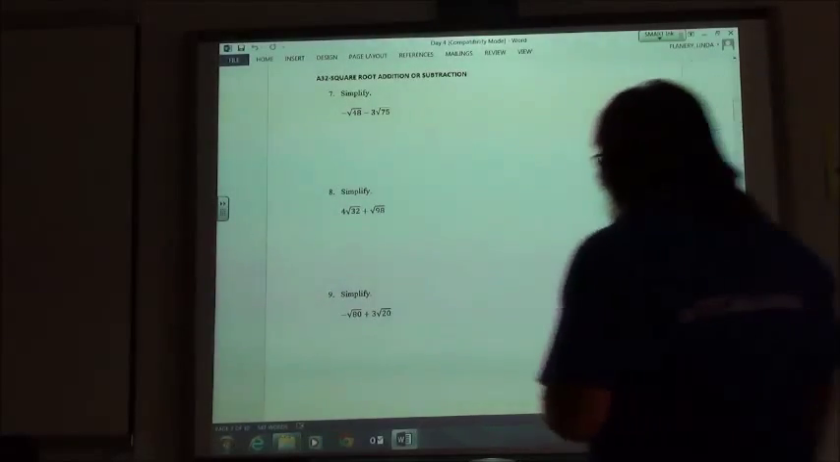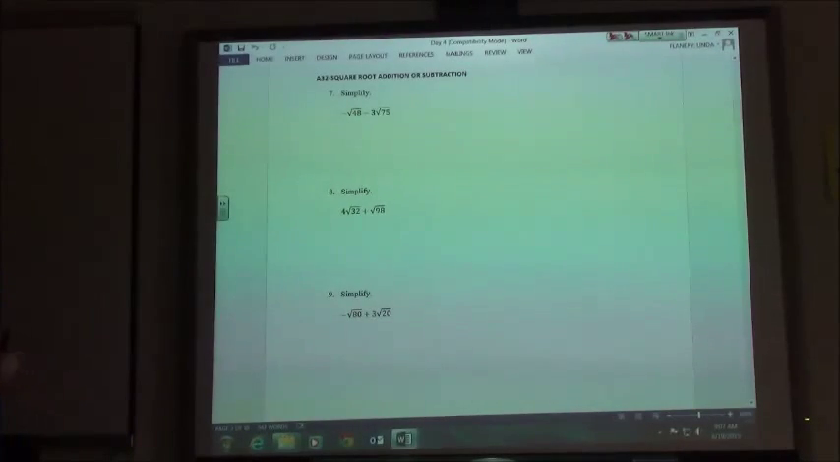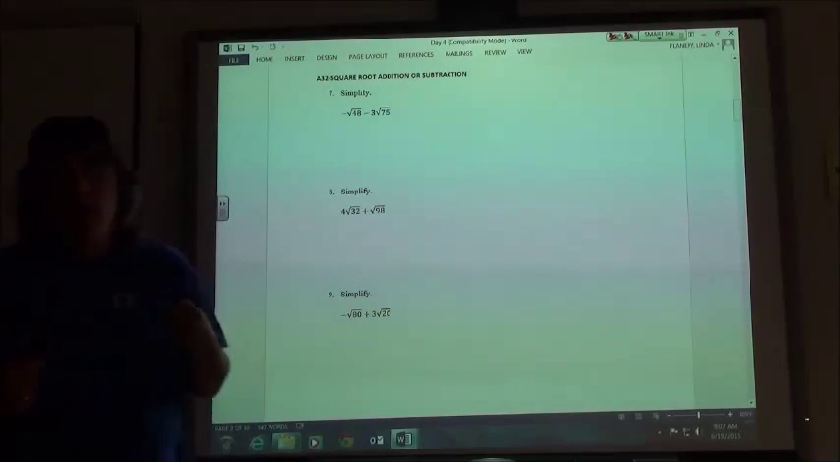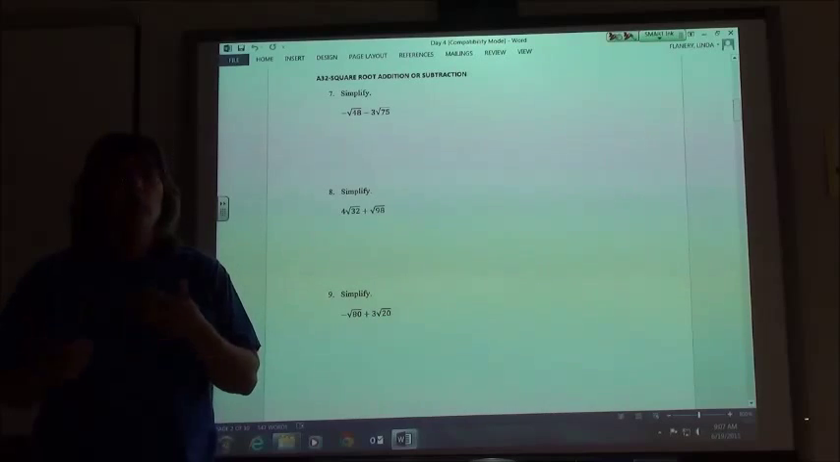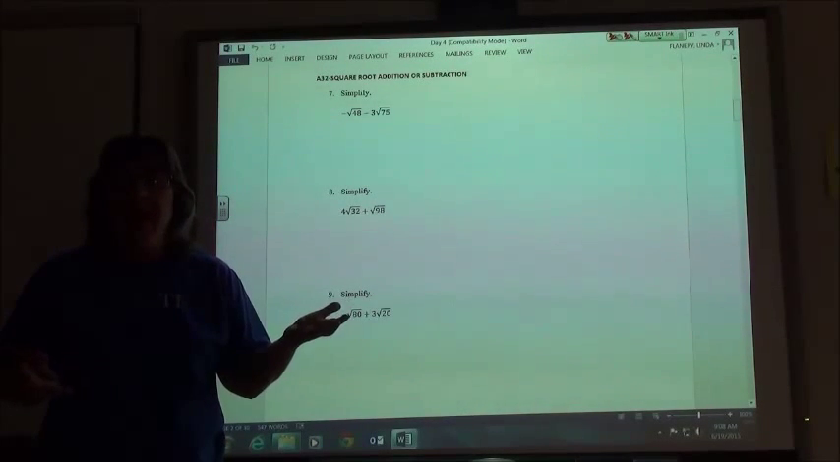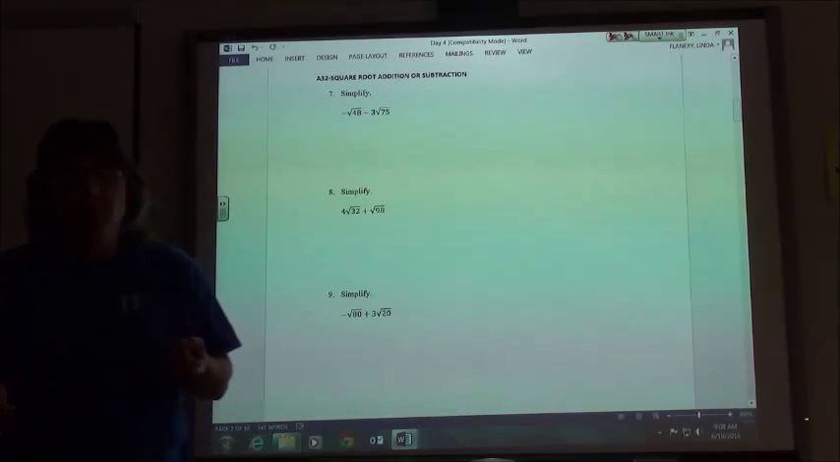7, 8, and 9, square root addition or subtraction. These ones, again, we want to simplify our square roots first because in order to add and subtract, we have to have like terms. Like terms mean they have the same square root part. If I have 2 square root of 3 plus 5 square root of 3, I can add those together by taking the 2 plus the 5 and getting 7 square root of 3.